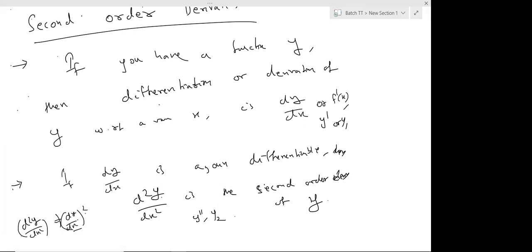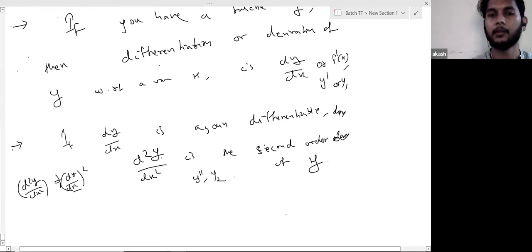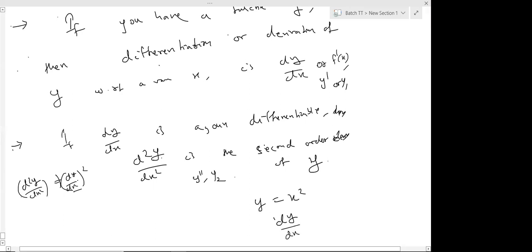Yes, sir. One doubt, sir. If we differentiate d2y divided by dx square, will the 2y come outside? No. See, this is just a way to represent things. What I mean by this: if y is x square and I ask you to find dy by dx, what does this mean? This means d upon dx of x square, which is 2x.